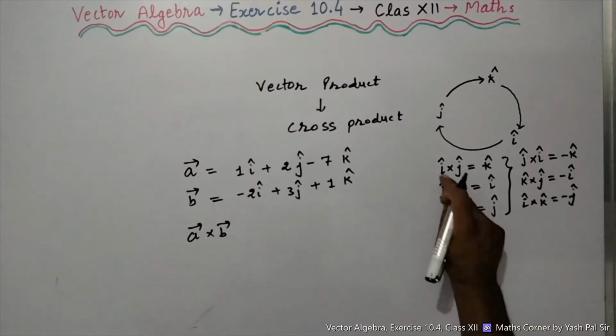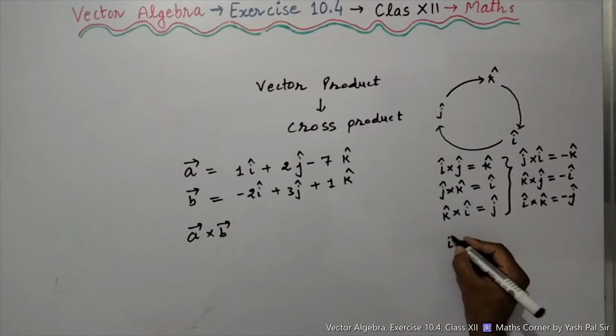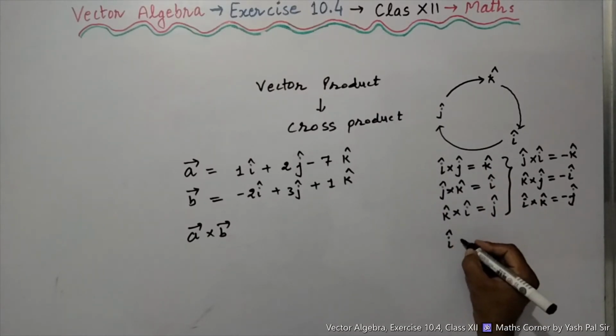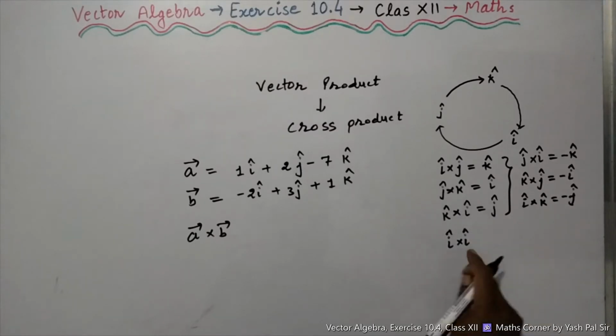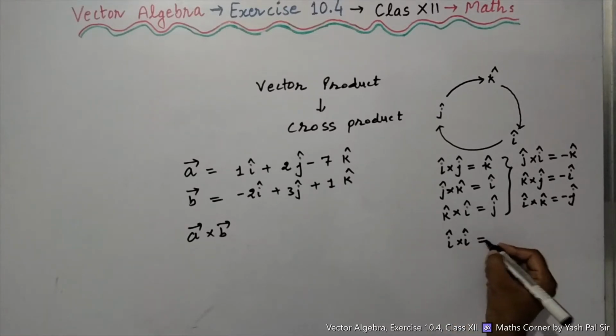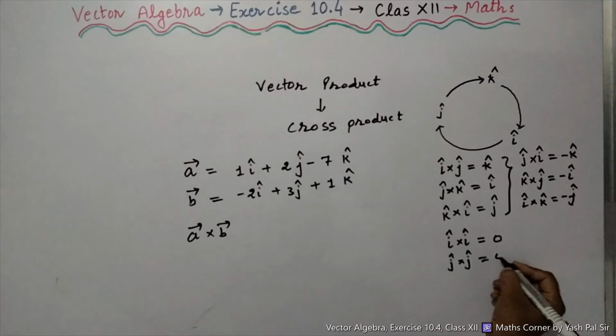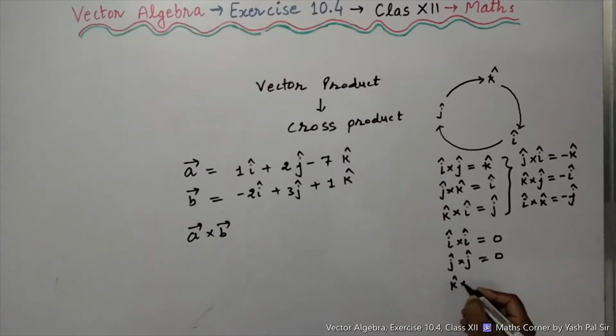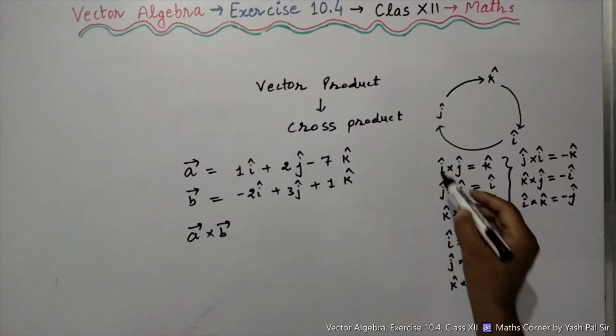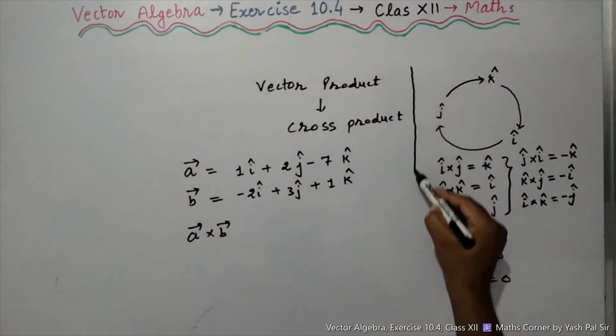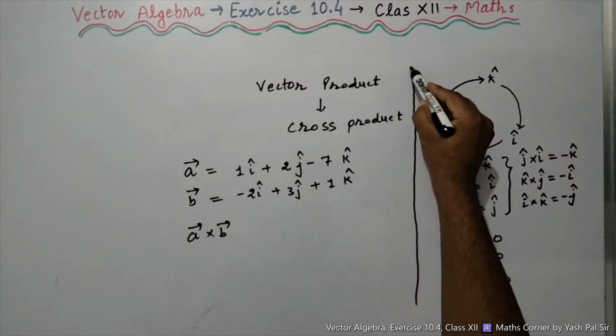After that, if we take the cross product of a unit vector with the same unit vector, such as I cross I, then this cross product is equal to 0. J cross J is also equal to 0. K cross K is also equal to 0. So, this is the fundamental rule we apply in the cross product.